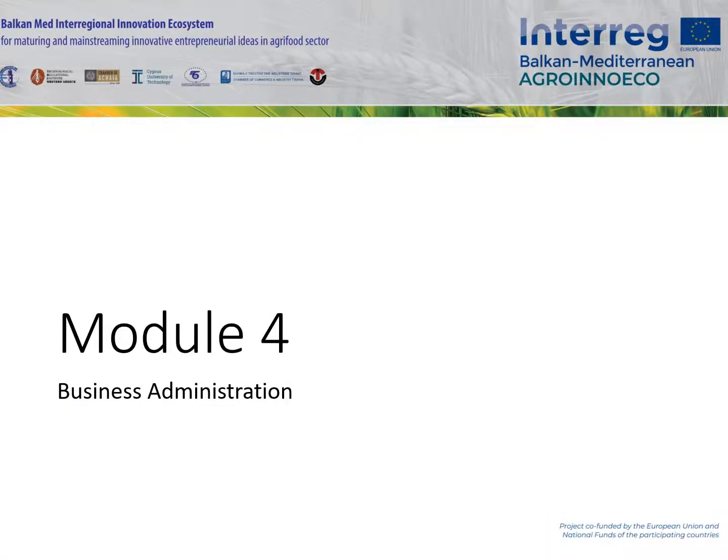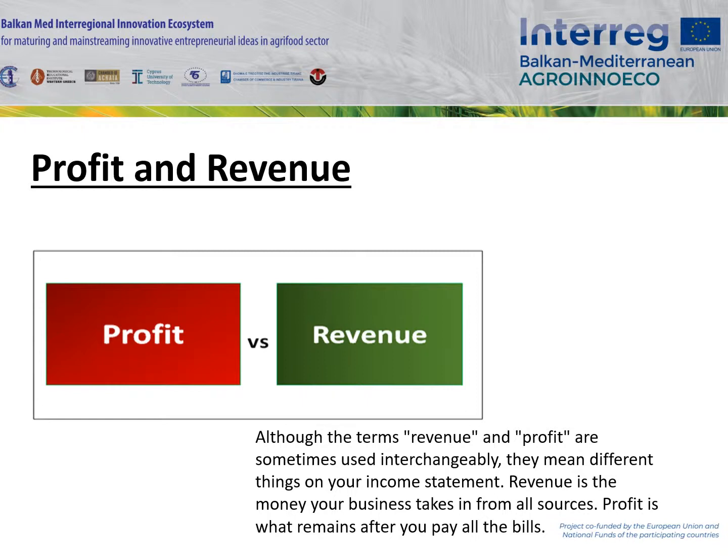Module 4, Business Administration. Profit and revenue. Although the terms revenue and profit are sometimes used interchangeably, they mean different things on your income statement. Revenue is the money your business takes in from all sources. Profit is what remains after you pay all the bills.